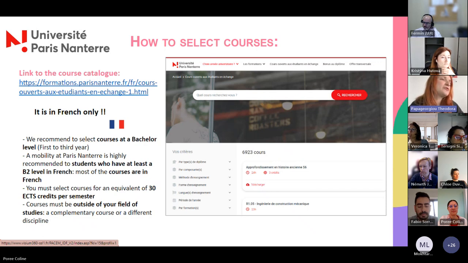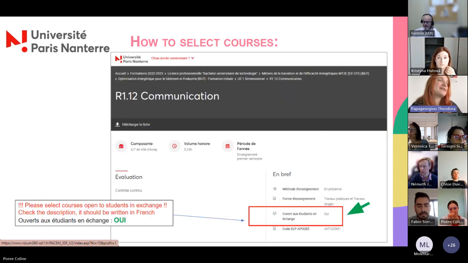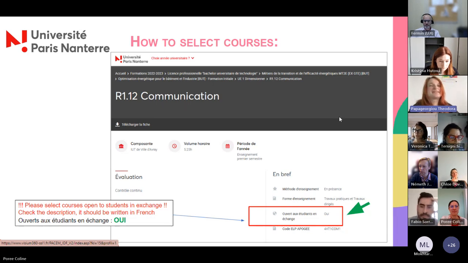And in order to be sure that you will be accepted in the courses as soon as you arrive in Nanterre, you need to pay attention to this section of the course catalog. In the mention "ouvert aux étudiants en échange", it has to have a "oui" on the side. And like that, you're sure that the teachers will accept you along with the Nanterre students in their course.